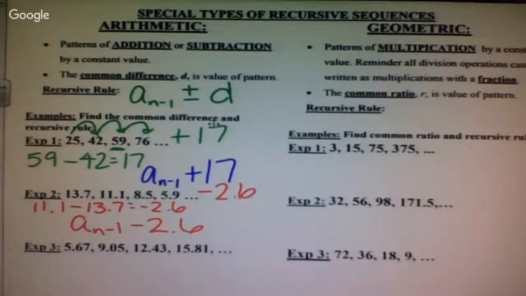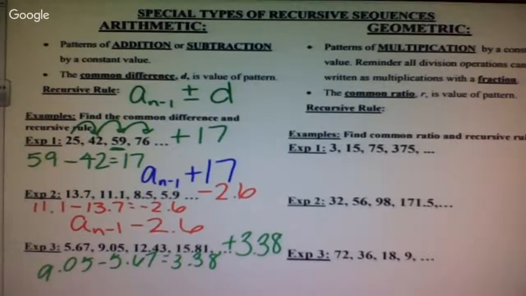Finally, example 3. Should this be plus or minus? This should be plus. It's getting bigger. 3.38. You said 3.38? Yeah. Again, 9.05 minus 5.67. You said 3.38. I kept wanting to put 8 before the 3. So my rule here is I'm adding 3.38. So a sub n minus 1 plus 3.38.